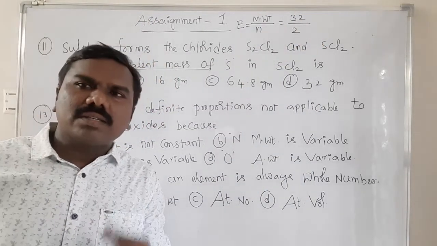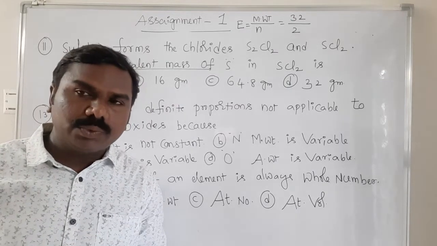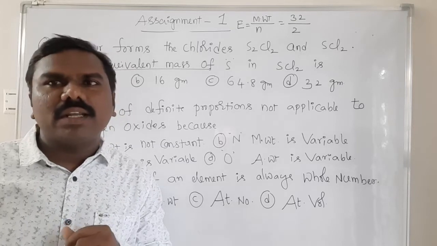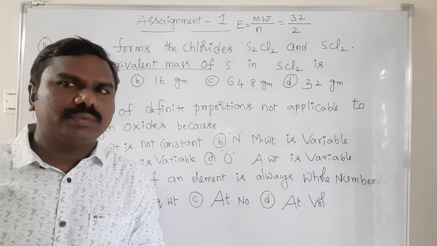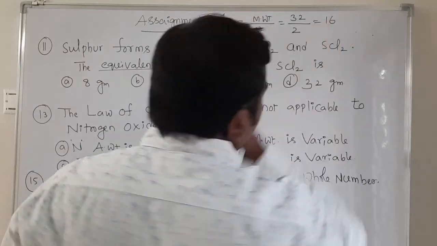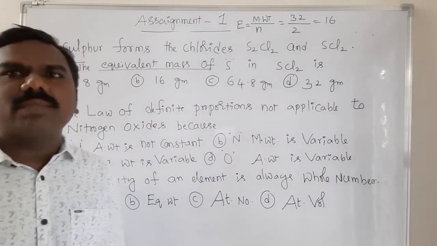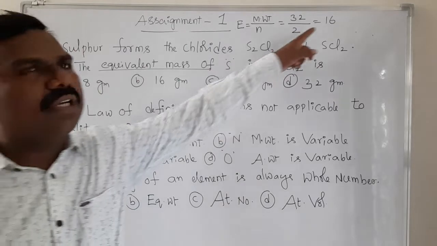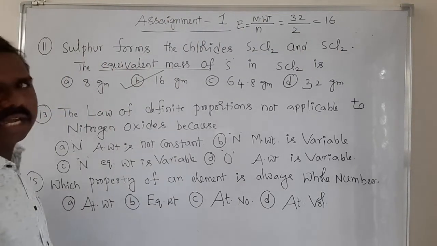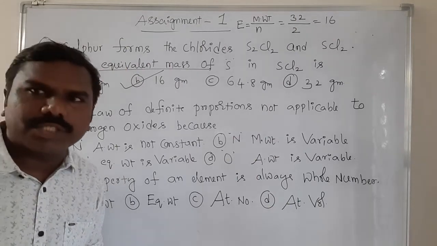32 is the mass of sulfur in SCl2. 2 is the N factor or valence factor for sulfur in SCl2. Then how much will you get? Around 16. Molecular mass by N factor, then the answer will be 16. So which option is the right answer? Option B is correct for this question.